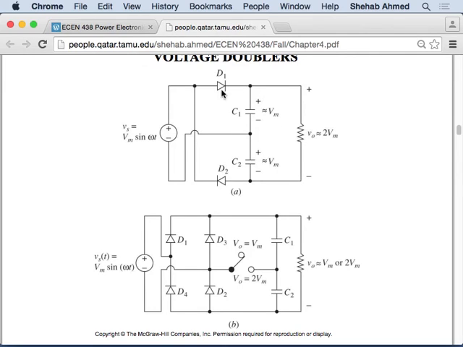Otherwise, it's being charged by the supply, and the supply is feeding it and giving a little bit of current to the load as well. Okay? So does this look okay? So how does the output voltage look like?